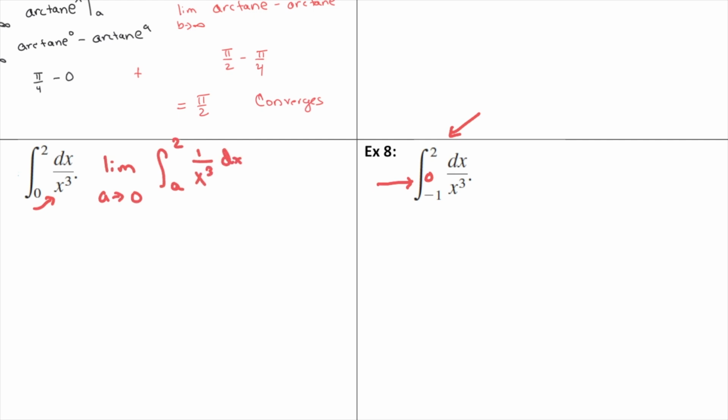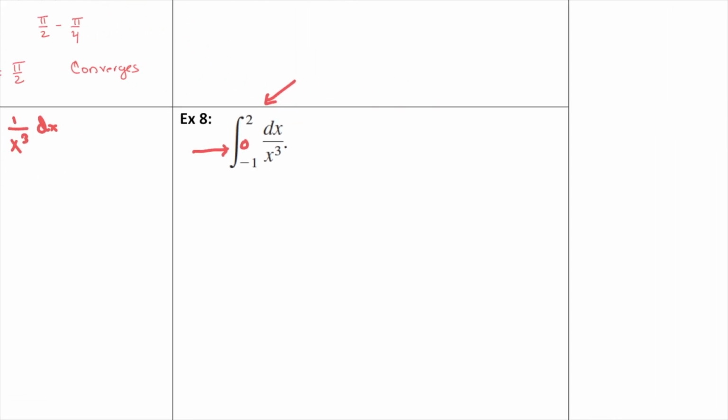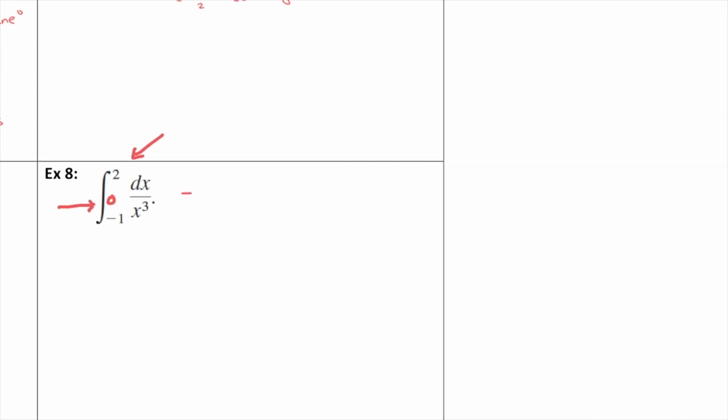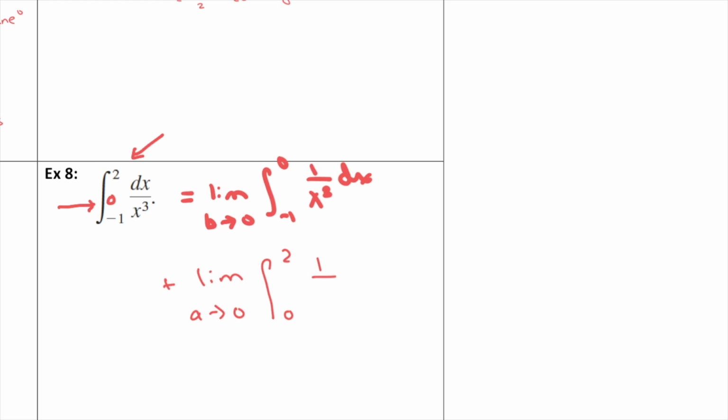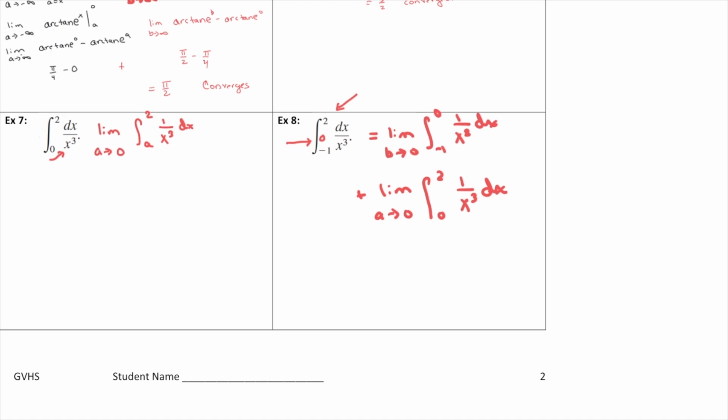Find that antiderivative and go ahead and solve the problem. For example 8, you have to bust this one into 2 problems, and we're going to write the limit as b goes to 0 of the integral from -1 to 0, 1 over x to the 3rd dx, plus the limit as a goes to 0 of the integral from 0 to 2, 1 over x to the 3rd dx. Go ahead, solve questions 7 and 8.